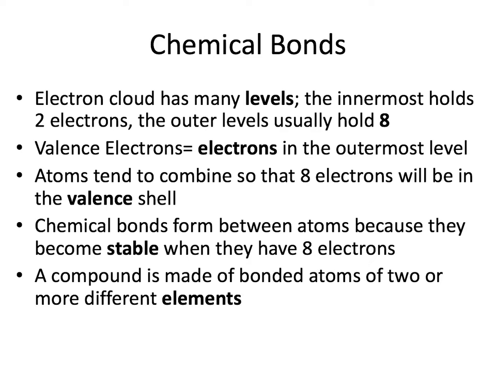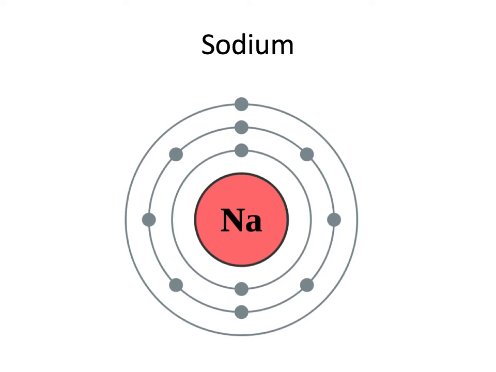Basically, what happens with atoms is they like to have their outer shell filled with 8 electrons. And if they don't have 8 electrons, they're going to be looking for partnerships, and they're going to look to hook up with other atoms so that they can fill their outer shell. So let's look at what that really means.